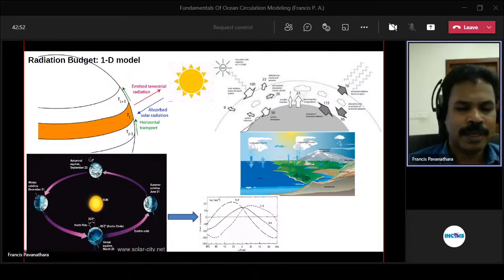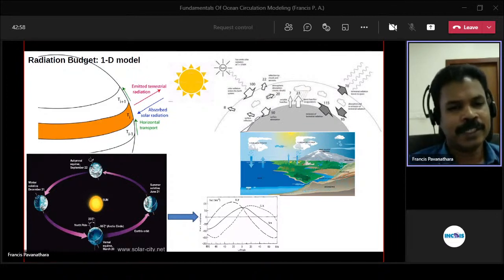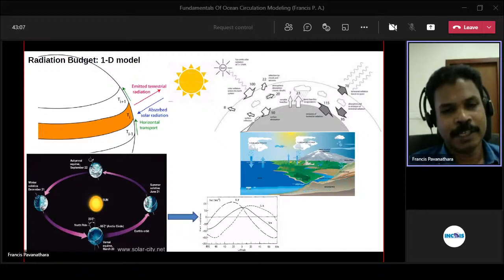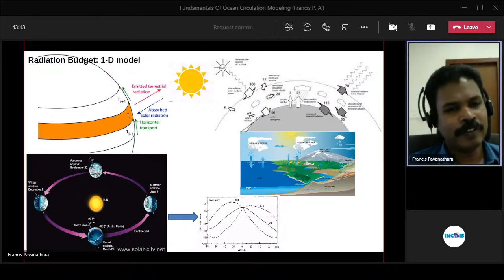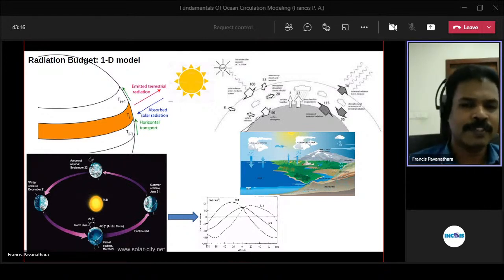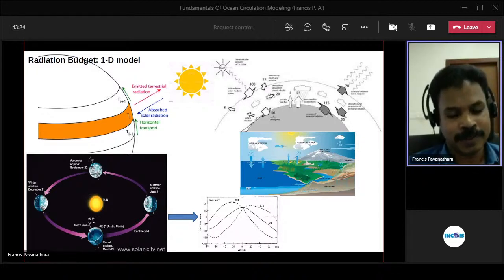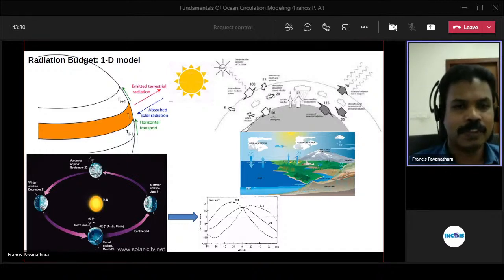But whatever is absorbed by the land or the Earth, it will emit at a different wavelength. Generally, the radiation that comes from the sun is at a shorter wavelength, and the radiation emitted by the Earth is at a longer wavelength. So this can be a first one-dimensional model: we receive radiation from the sun, and part of it is reflected back, but part of it is absorbed and then re-radiated. So we have a balance of energy.